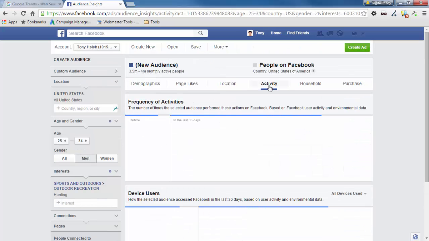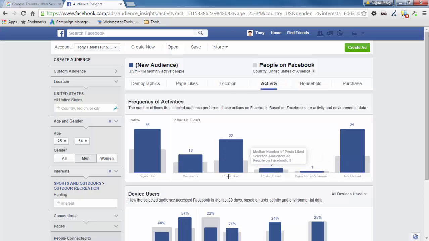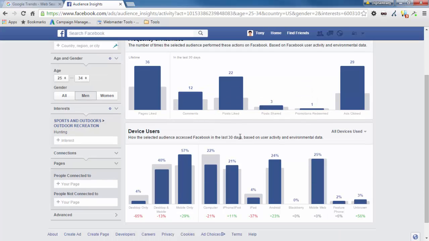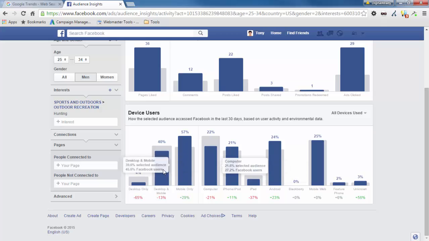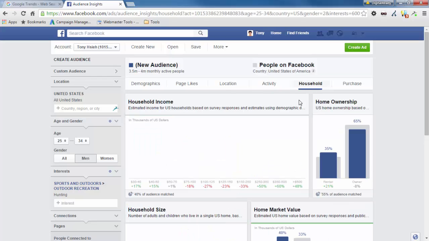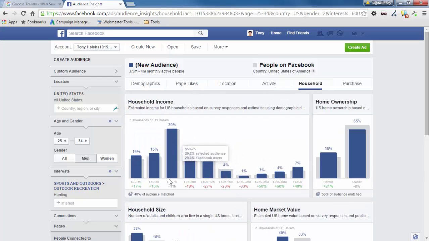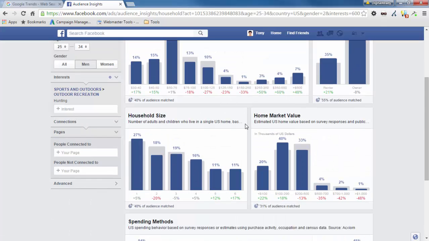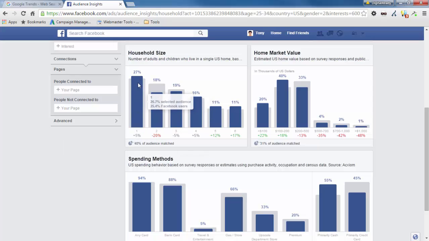And activity: they don't seem to post quite a lot, maybe because they have kids, maybe because they're busy with their jobs. Here again, it shows you what kind of device they have, and they seem to use quite a bit of mobile. And then we move on to household. A lot of them make between 50 to 75 thousand. Quite a few are house owners, and some are still single, but as you can see, quite a few of them probably have kids.